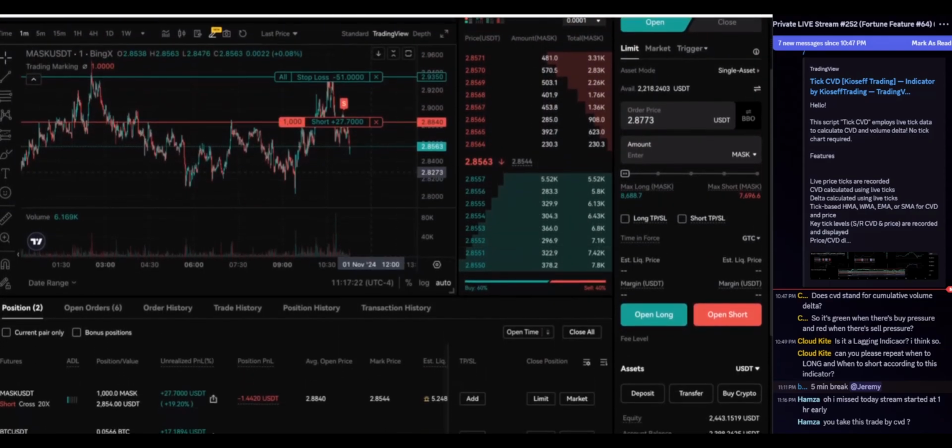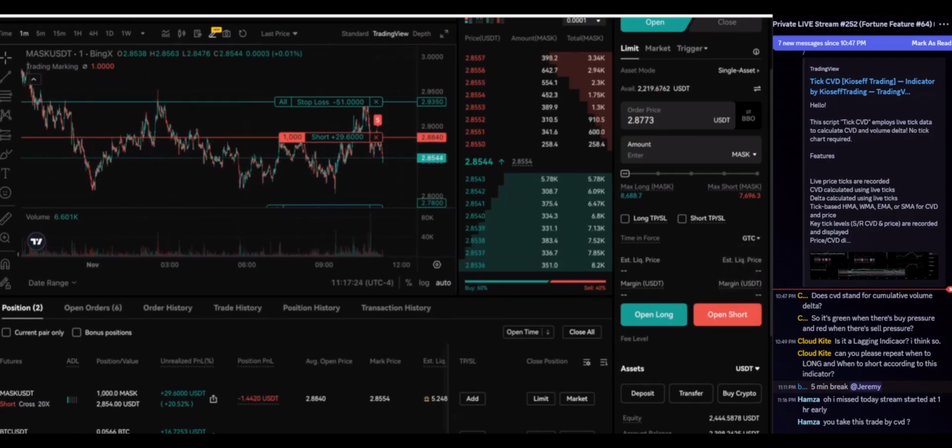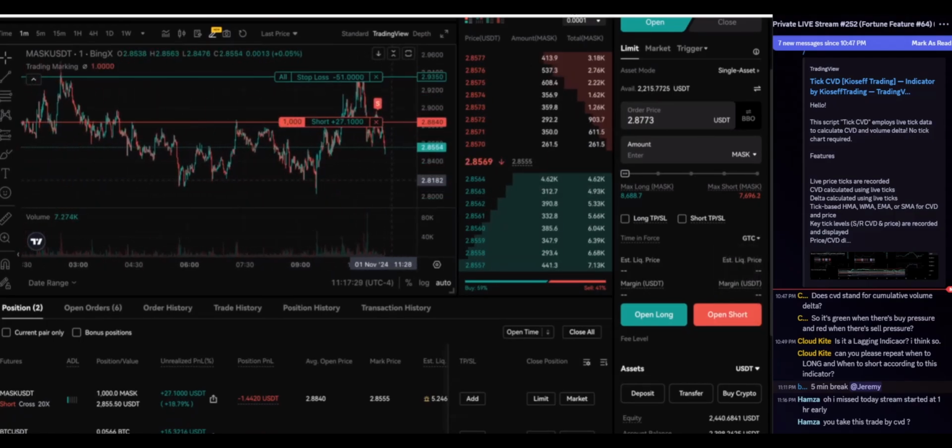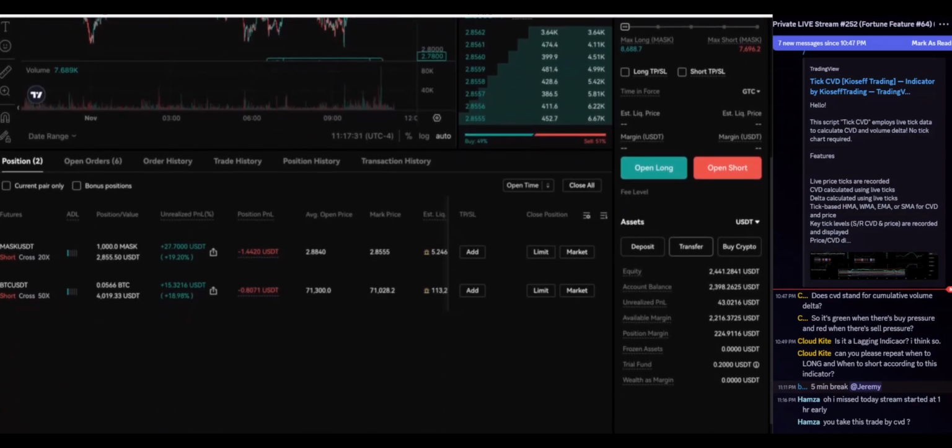Because a lot of people are market selling. Hopefully that's not like a strong support point. Hopefully we can keep making money in this short. But yeah, a lot of people are market selling, as you can see.